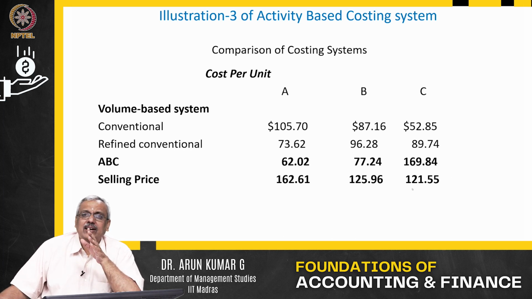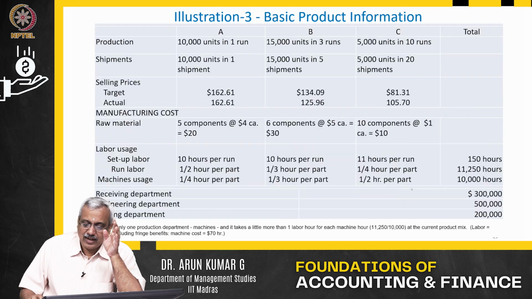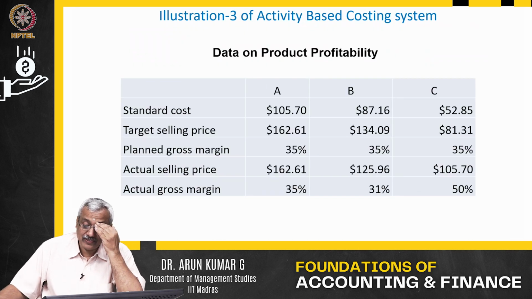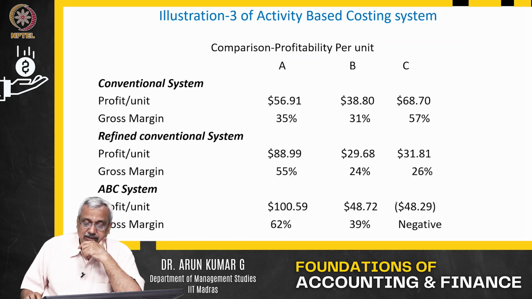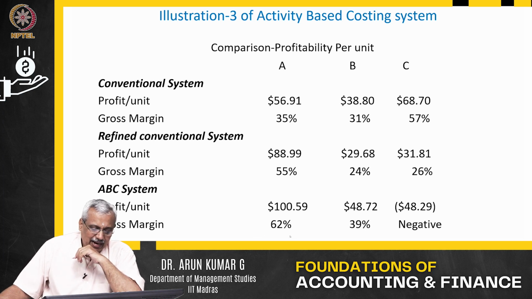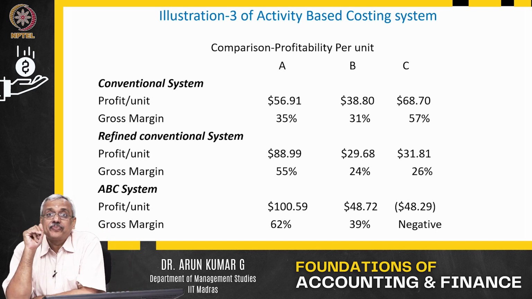You are thinking that you are making a lot of margin, because if you had seen this here, you thought that you are making a 35% margin in product C, and only 50% margin in product A, and only 31% margin in product B. But the reality is very different here. You see, I have given you the margins for the conventional approach. Whereas in reality, in product A, you are making about 62% margin. B, you are selling at 39%, and C, you are actually selling at a negative margin.